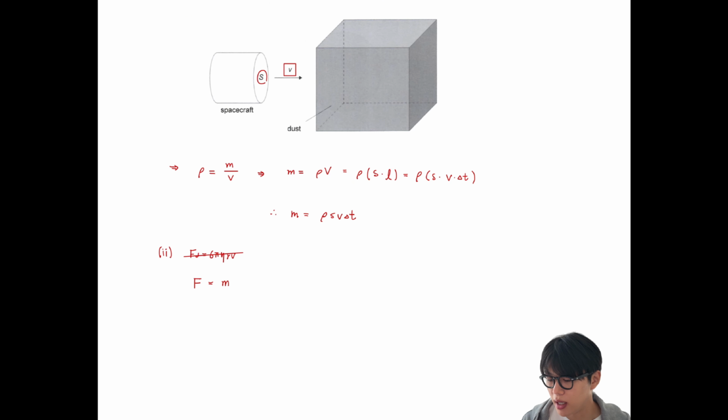So F equals ma. The acceleration a is delta v over delta t, so I can set up this equation, which is the change in momentum over change in time. Instead of mass m, I can use rho S V delta t times delta v over delta t. As you can see, delta t cancels out, and we have rho S V times delta v, which equals rho S V squared. So that's the drag force they wanted in question A2.